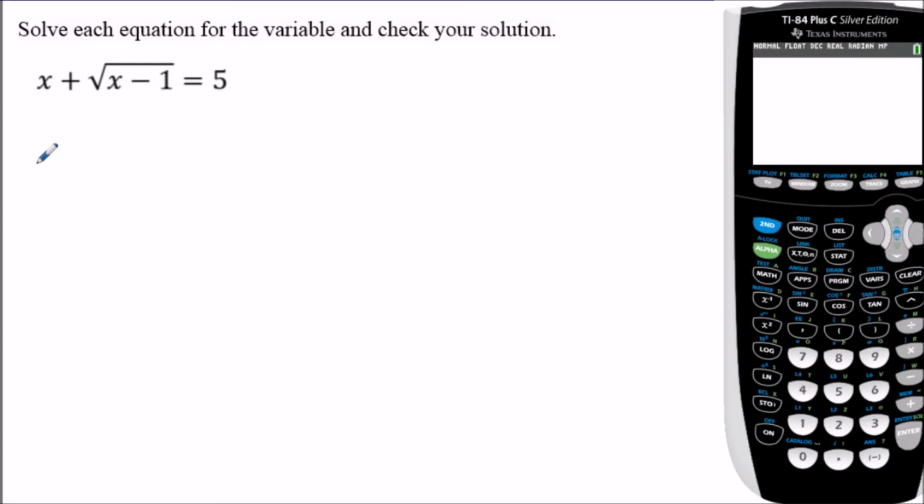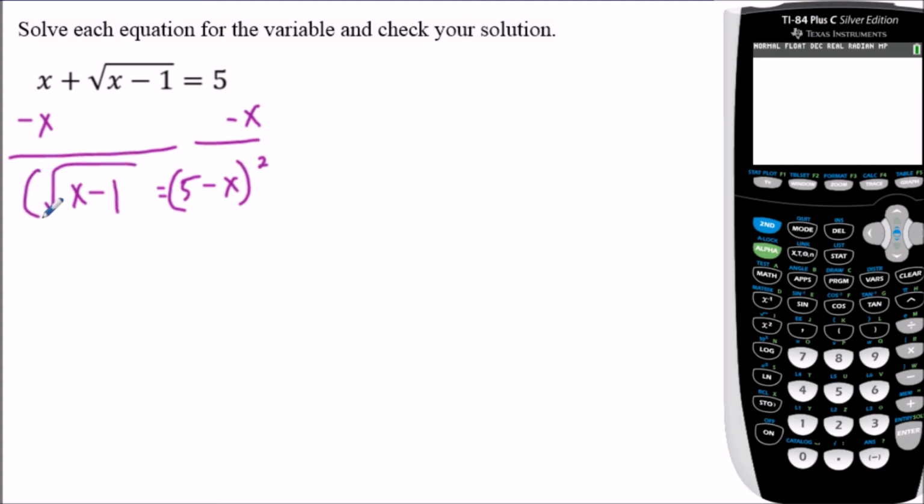Okay, for this last question here, this one's a bit complicated, but we're going to start off by getting the square root term alone. So when we subtract x on both sides, we've got square root x minus 1 equals 5 minus x. And we're going to square both sides of this equation. So on the left, we have x minus 1 equals, and when we multiply this part out, we're going to have 25. We'll have a minus 5x, which is going to result in a minus 10x. And then we've got plus x squared.